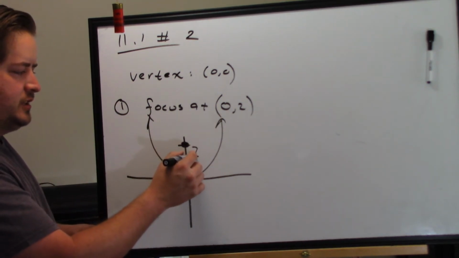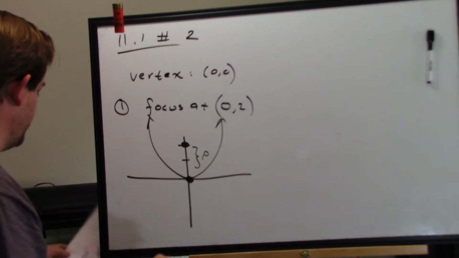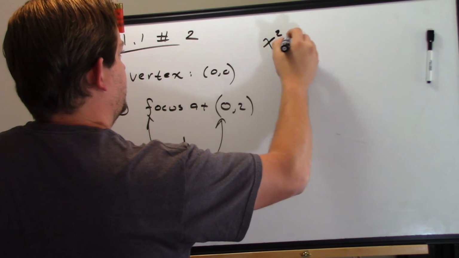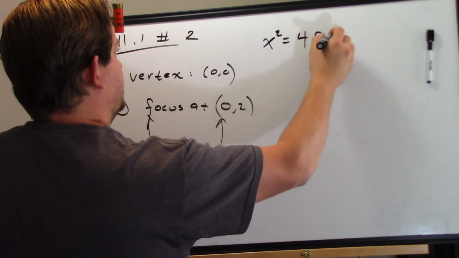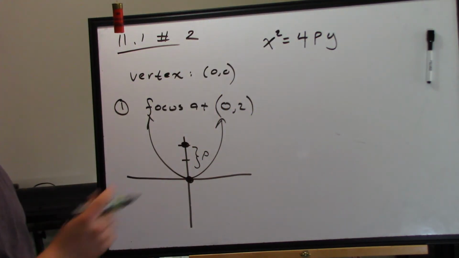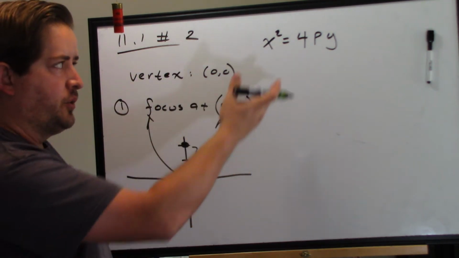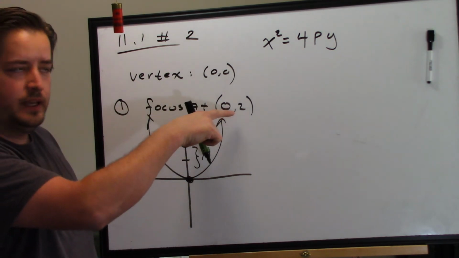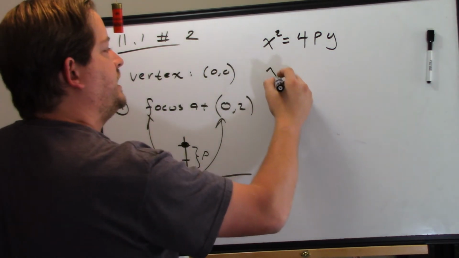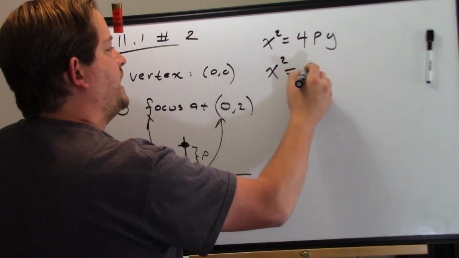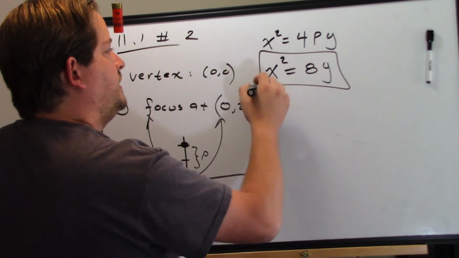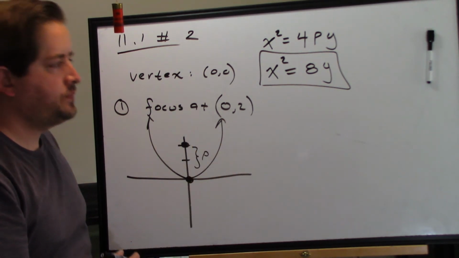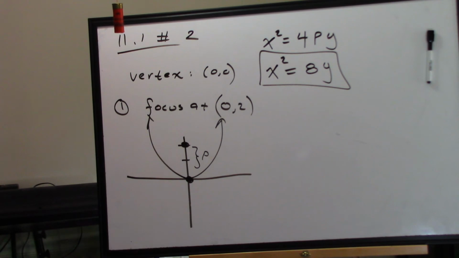And this focus is p in the equation that'll give me an upward facing parabola. So I know that I have x squared equals 4py. I know that p is 2, and so I just plug that in here. My equation is then x squared equals 8y. P is 2, 4 times 2 is 8, and that's my equation. And that's it. That's all they're asking for on that one.